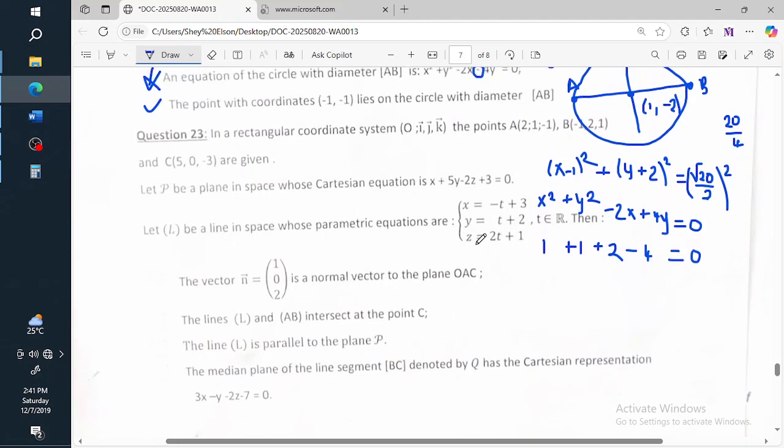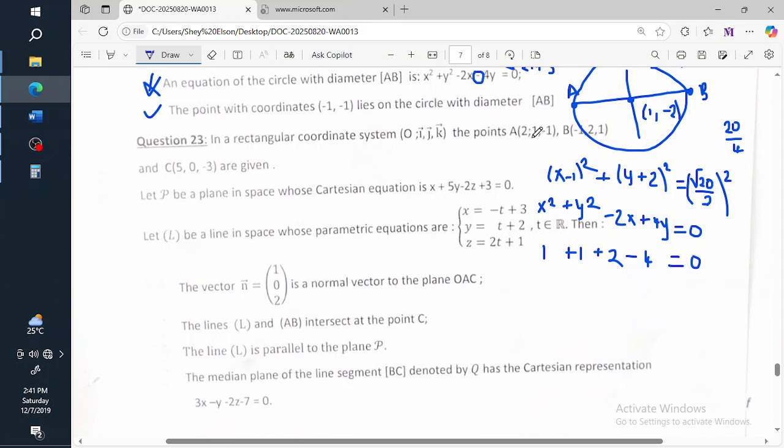So the normal vector to the plane is just OA cross OC, because the plane is OAC. So take the vector OA and then cross it with OC. If the answer is not N, or not a vector parallel to N, then the option is wrong. So do it and then tell me if that's your answer.